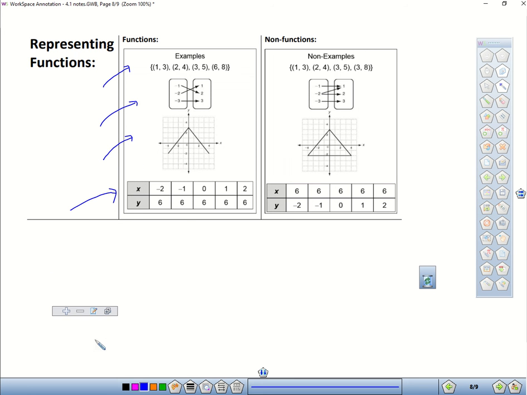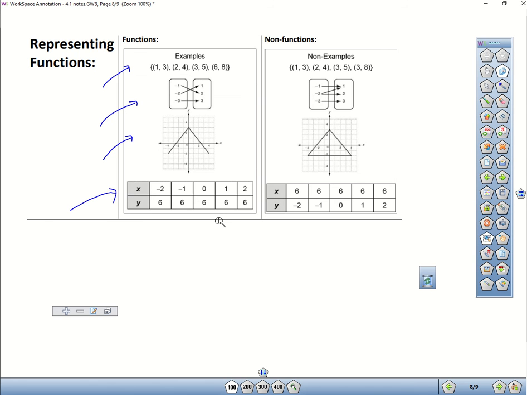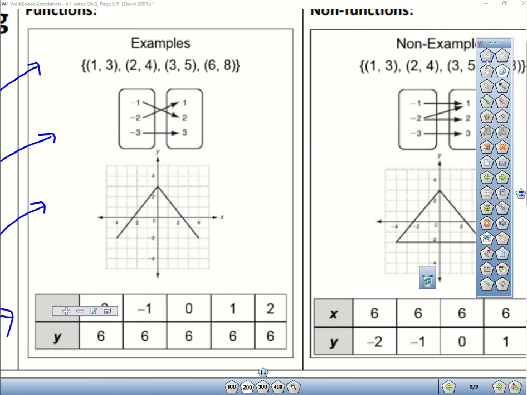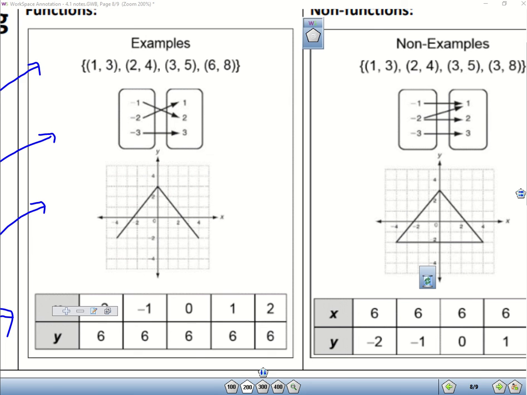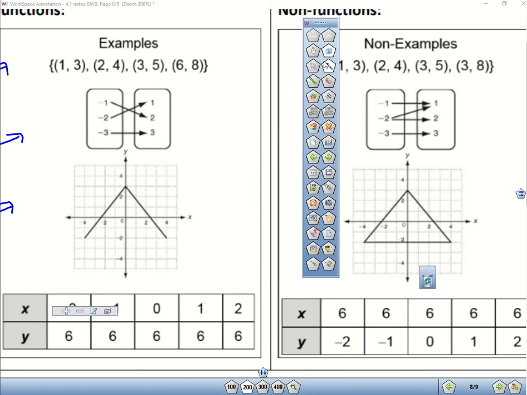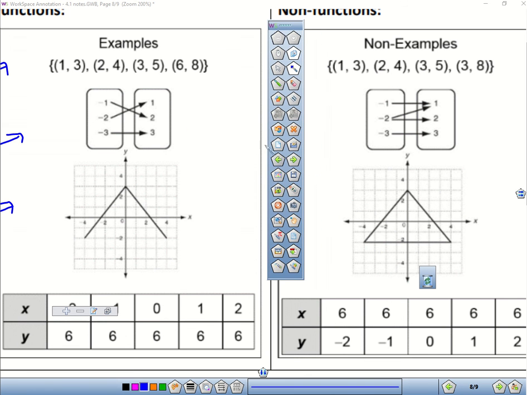So let's talk about what makes something a function and not a function. I'm not too worried about you understanding the wording of it, just understanding the difference and how you can identify when it's a function and when it's not. So I zoomed in. From here, the ones on the left are functions, and the ones on the right are not functions. Let's talk about the difference.